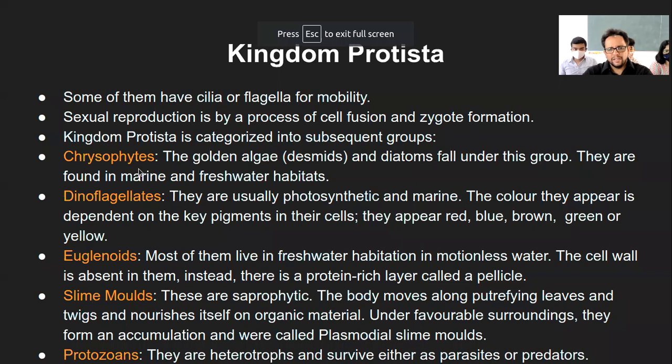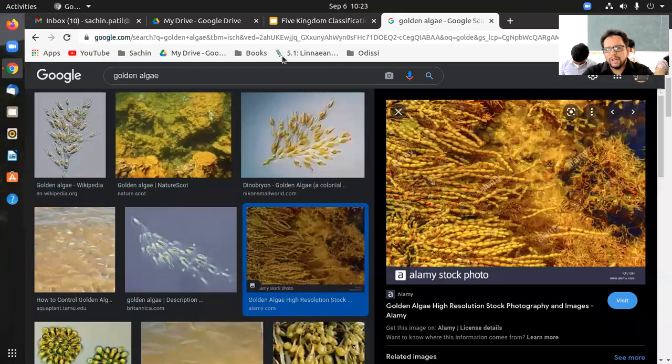Then that is in the category of the Chrysophytes. Then there is something called Dinoflagellates. They are usually photosynthetic and they are all marine. And like the earlier case, they are all aquatic organisms. The color they appear is dependent on the key pigment in their cells. Dinoflagellates have a special category, and that's when they are classified into red, blue, brown, green, and yellow types. So again, I will show you dinoflagellates.